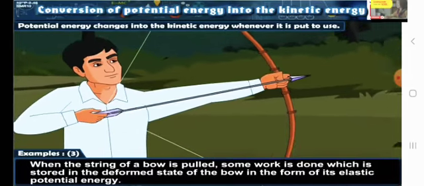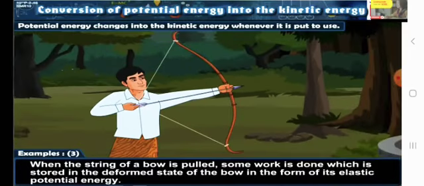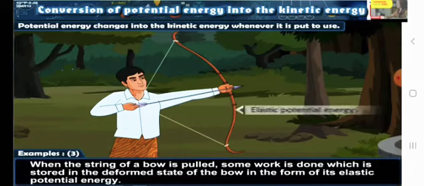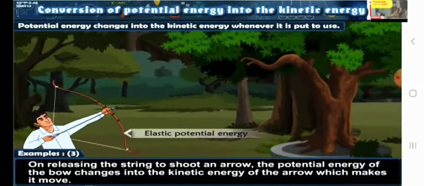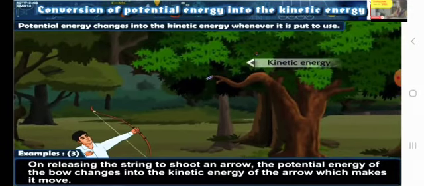3. When the string of a bow is pulled, some work is done which is stored in the deformed state of the bow in the form of its elastic potential energy. On releasing the string to shoot an arrow, the potential energy of the bow changes into the kinetic energy of the arrow, which makes it move.